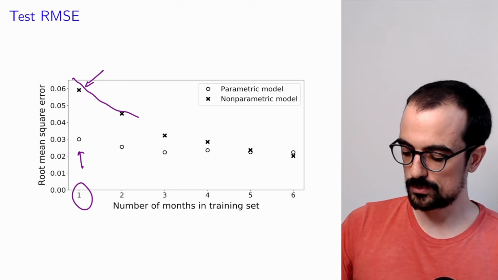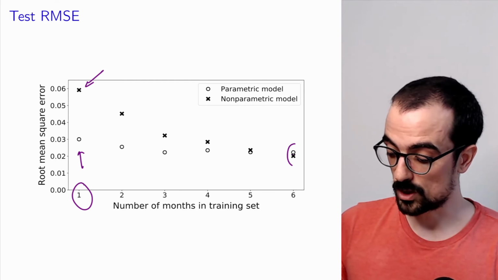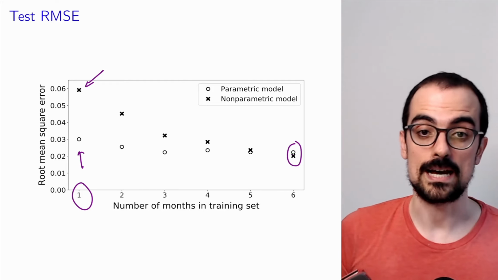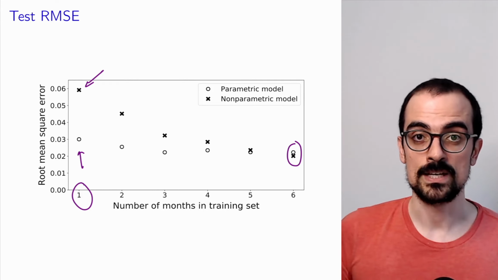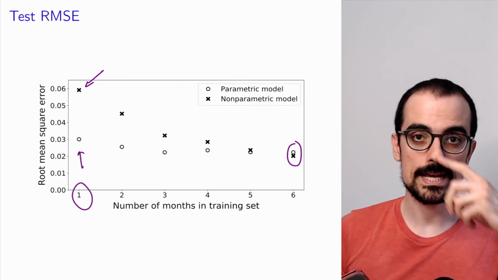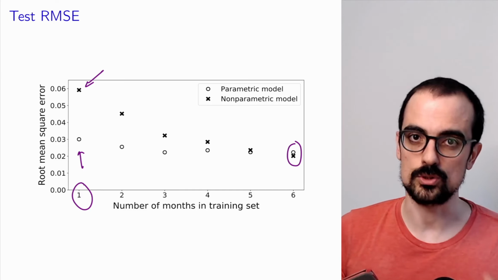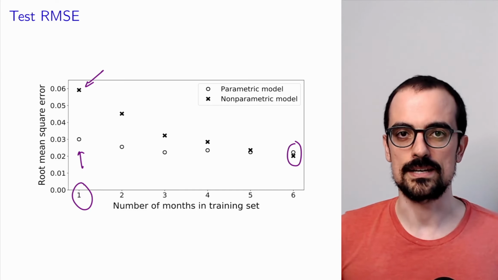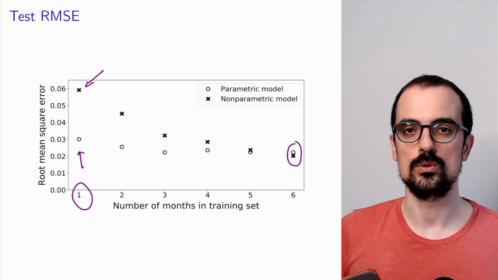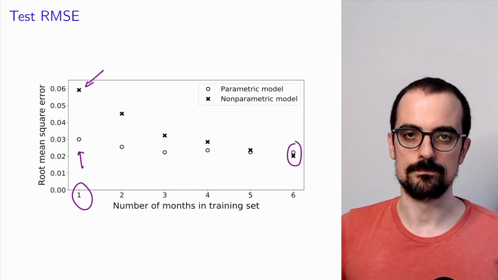It improves to the point where it eventually overtakes the parametric model when we have 6 months of training data. This tells us that in this case, the assumptions of the parametric model are not completely reasonable. And if we have enough data, it's better to use a non-parametric model that has the flexibility to adapt to this structure in the data that cannot be accounted for with the parametric model.